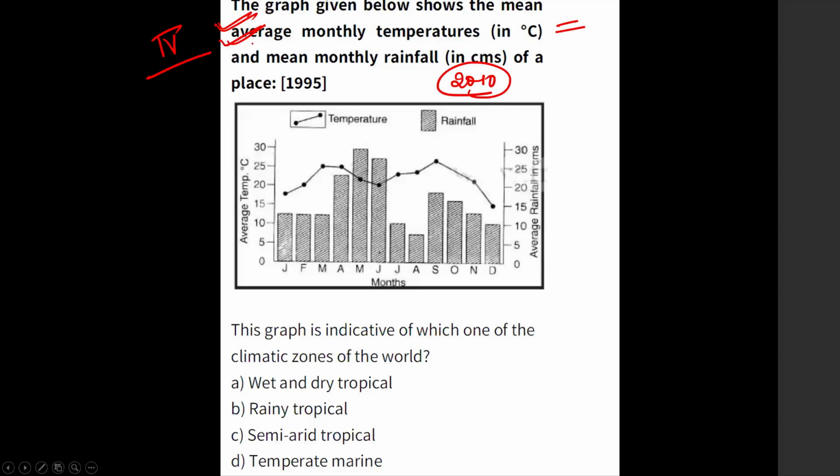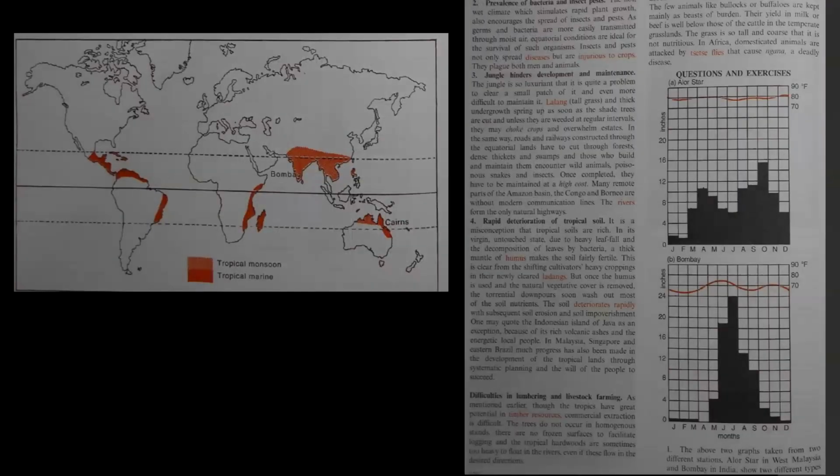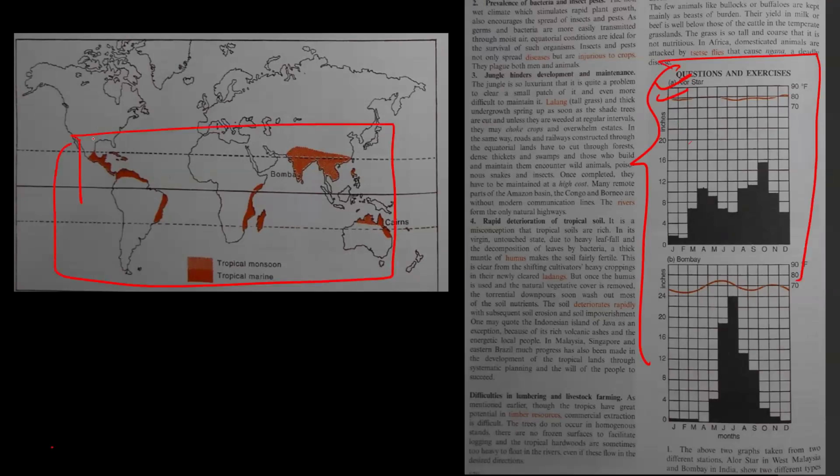So how to prepare this? You can prepare this using this book. You can see in this book, for every climate, they have given this bar and this distribution. So please go through this of this GC Leong book. For every chapter, they have given this. Again, I repeat, please use this.